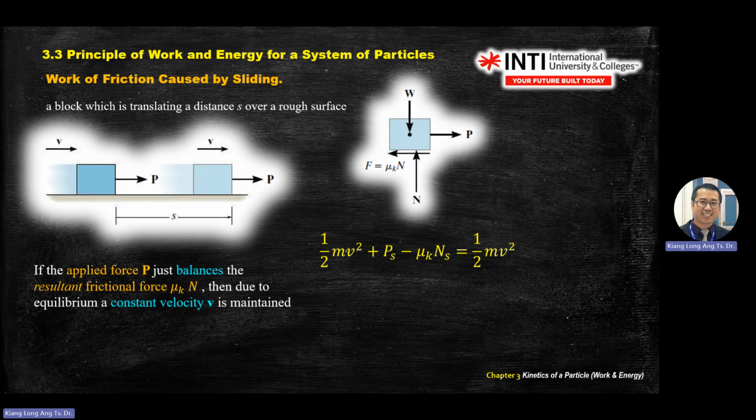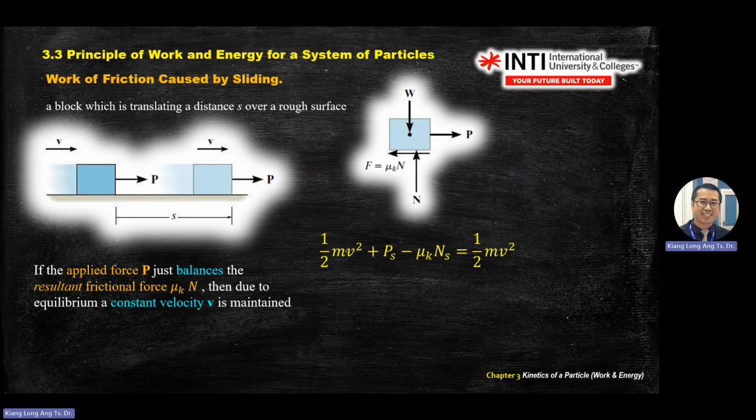So when the question asks you to calculate using the principle of work and energy, you need to calculate the work done by P. In this case, the perpendicular weight doesn't do work, because it's on a flat surface. The normal force at 90° does not do work, but friction does work.